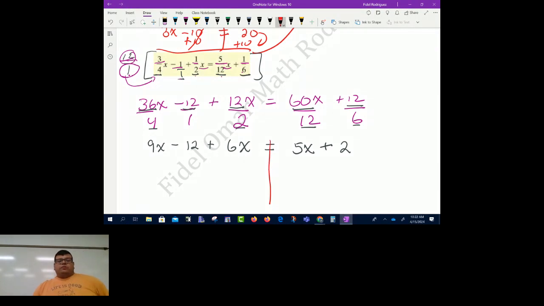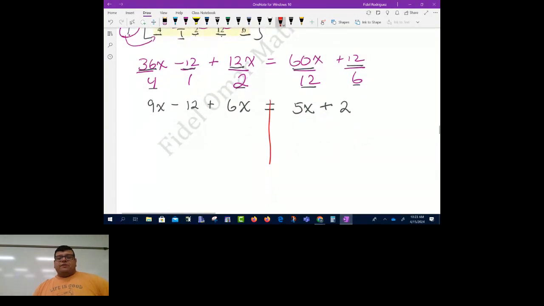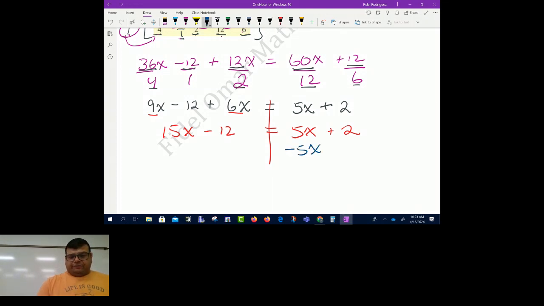All right. So let's take a look here, y'all. As I'm going through this part here, we're going to combine our like terms. So we got a 9x and a 6x. That's going to give me 15x minus 12 equals 5x plus 2. Y'all, like I said before, we're going to move the smaller x to the bigger x. So let's go ahead and minus that 5x on both sides. Okay, so that's going to give me a 10x minus 12 equals 2.